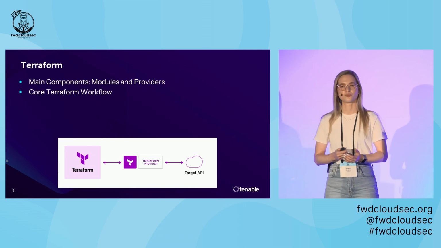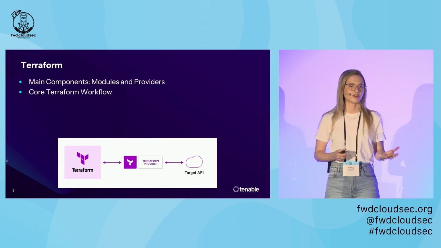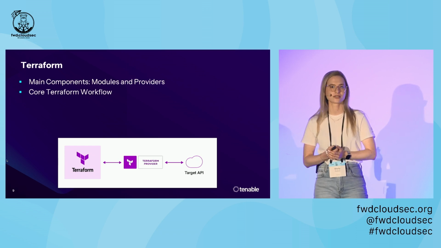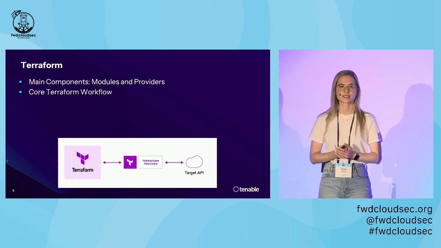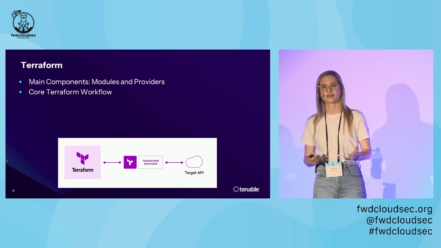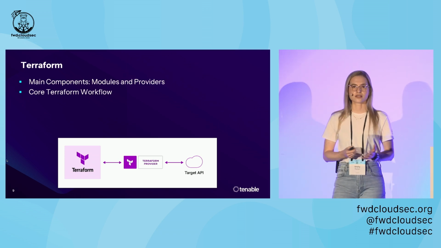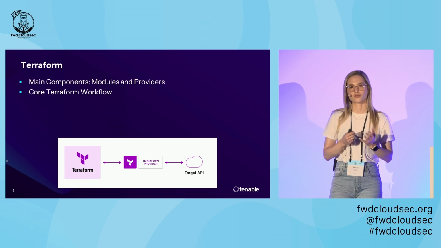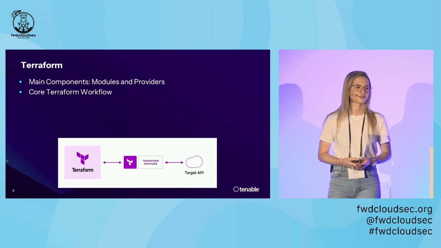Terraform has two main components: modules and providers. You can think of Terraform modules like Python modules. They encapsulate sets of configurations into reusable units, and they can be shared. And these are written in HCL code. Providers are compiled binaries that are responsible for interacting with the remote cloud or SaaS APIs.